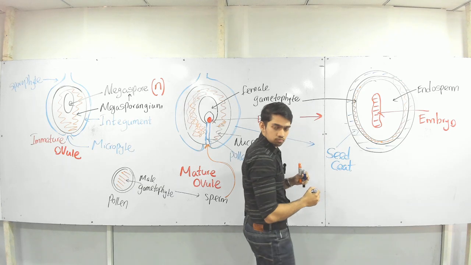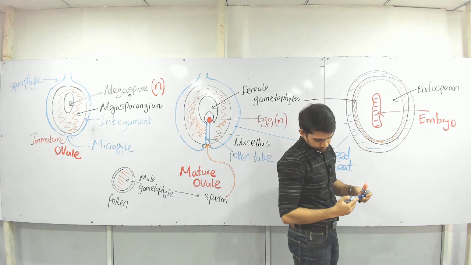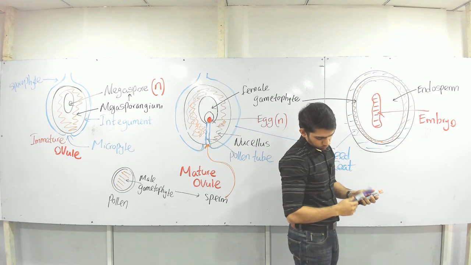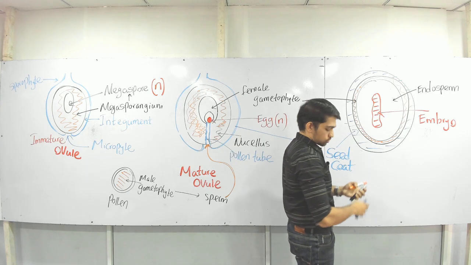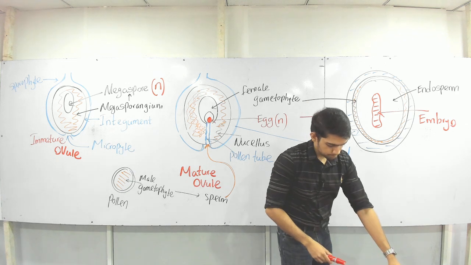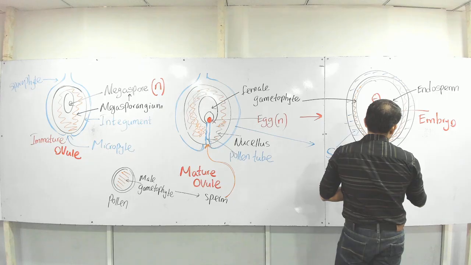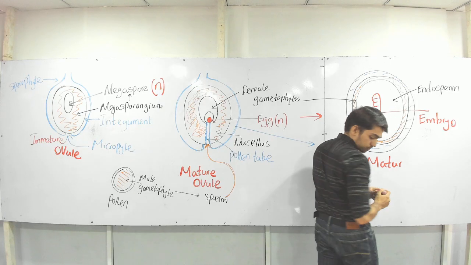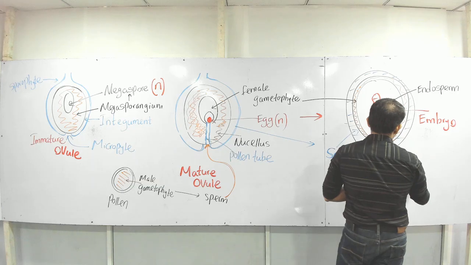Okay. Right. What else do you have? Embryo, endosperm, food supply by the female gametophyte, which is the endosperm. So this is a mature ovule. Sorry, this is a mature seed. Very sorry. Right. This is a mature seed. Yeah, you can call it a mature seed.